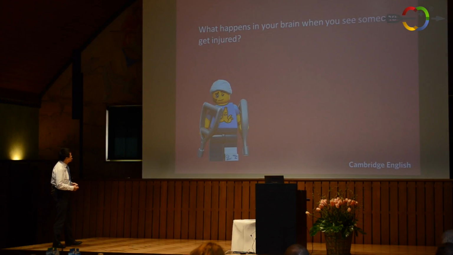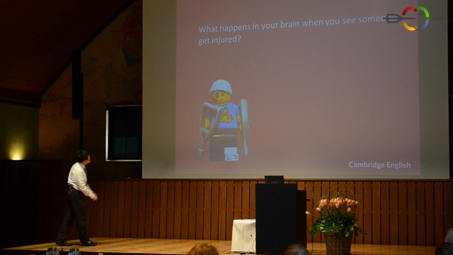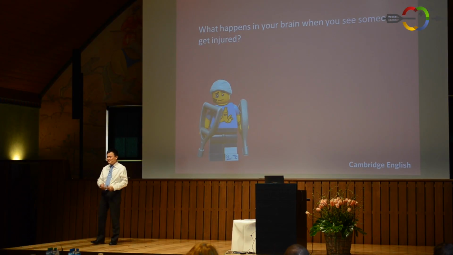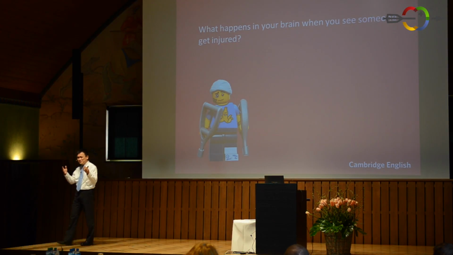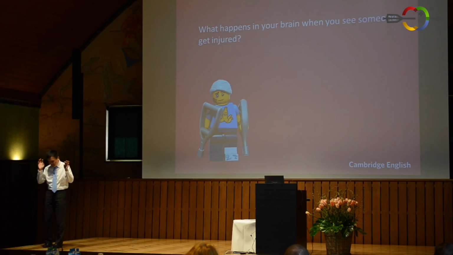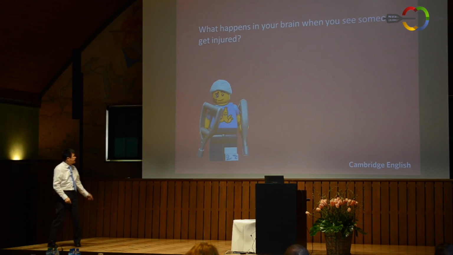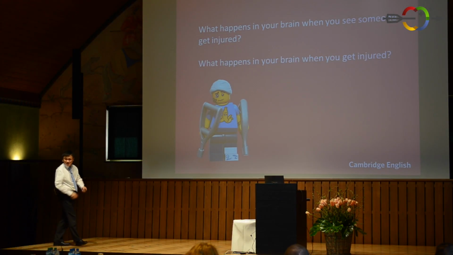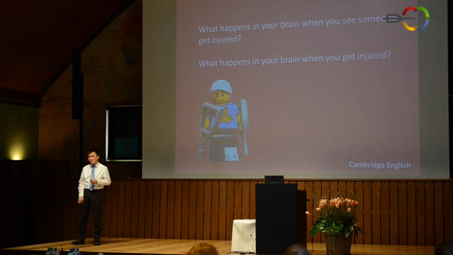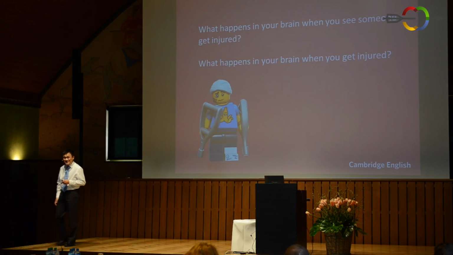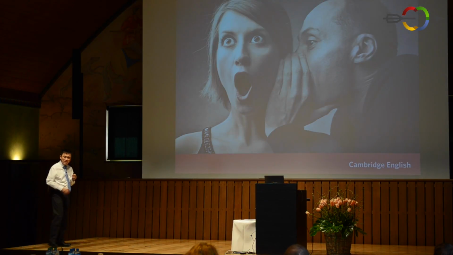Okay? In fact, do you know what happens in your brain when you see someone get injured? By now you should know that the correct answer to this is some part of your brain lights up. Okay, so let's say someone gets cut and something lights up in your brain. And do you know what happens in your brain when you cut yourself? The same part of your brain lights up. Very interesting. Okay. For that matter, do you know why we gossip?